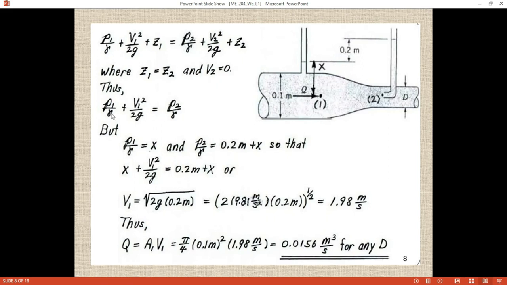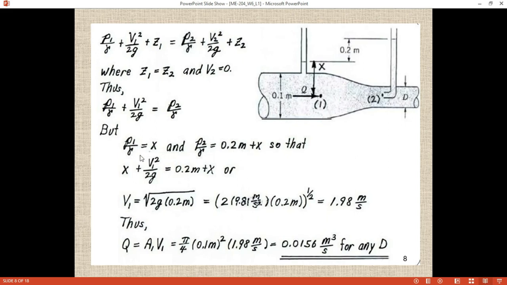Now we can calculate P1 and P2 separately. P1 is at point 1, and from here to here this is the height of the column, which is x. So P1 is equal to gamma into h, and we bring this gamma to the other side, so P1 over gamma is equal to x. Now at point 2 this is the height of the column, so P2 over gamma will be equal to x plus 0.2.